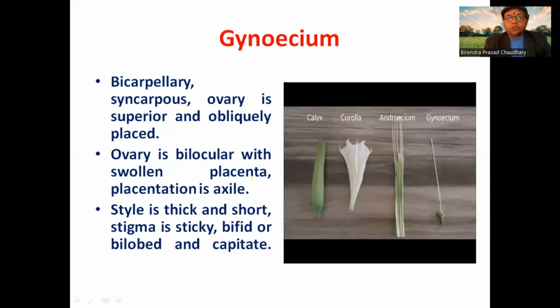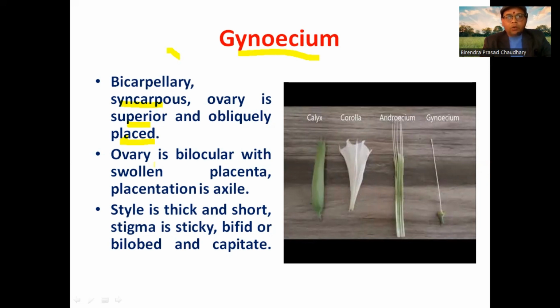Next thing is gynoecium. Gynoecium is the female reproductive part. It contains the carpels. The two carpels are there, so it is bicarpellary. Syncarpous means they are joined to each other. Ovary is superior. It is just above the androecium, calyx, and corolla, and obliquely placed. Obliquely placed means it is not directly straight, slightly it is bent.